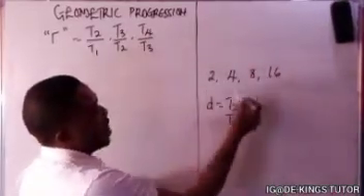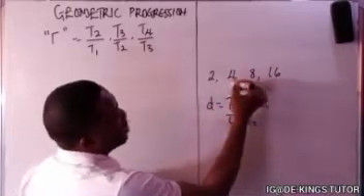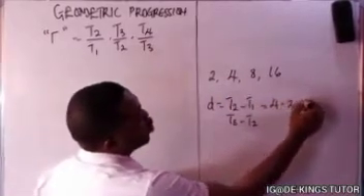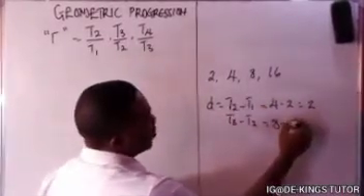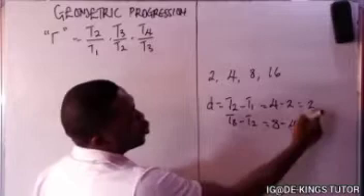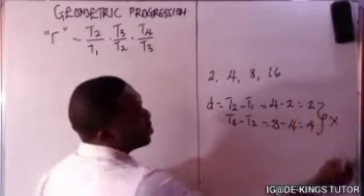So when you treat this, for instance, given this sequence, if you try term 2 minus term 1, 4 minus 2 is 2. We try another one: 8 minus 4 is what? 4. So you notice it is not giving us the same value.